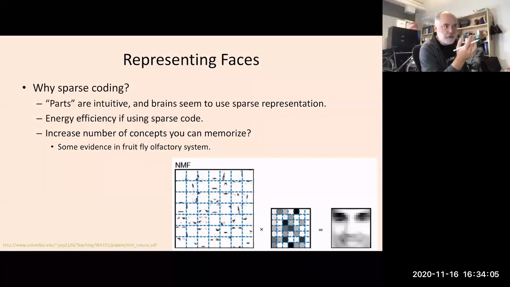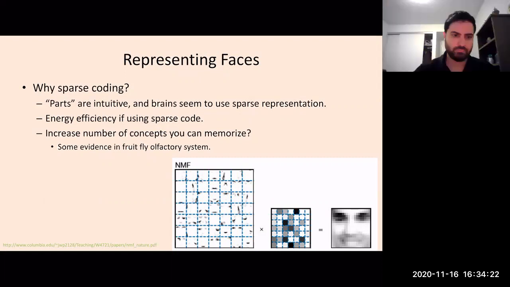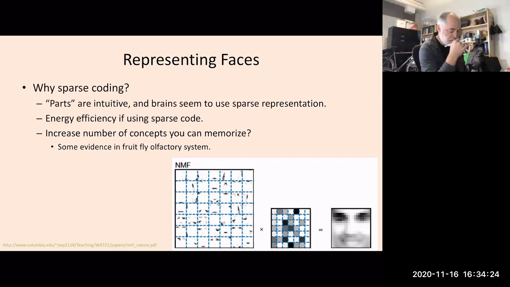So why sparse coding? Parts are intuitive. Someone says it seems like the RBF basis. Maybe, but I don't think so. It's a different deal. The parts are intuitive. The brain definitely uses some sort of sparse representation. The neurons are very sparsely active, so the brain is energy efficient because it uses a sparse code. Maybe it's actually a more efficient way to represent information. There's some evidence of this that comes out of studies of the fruit fly olfactory system.